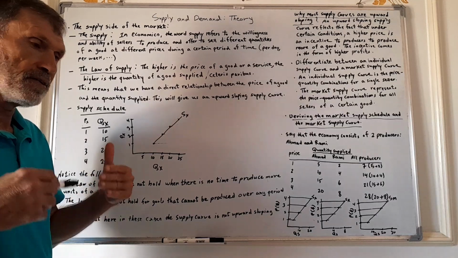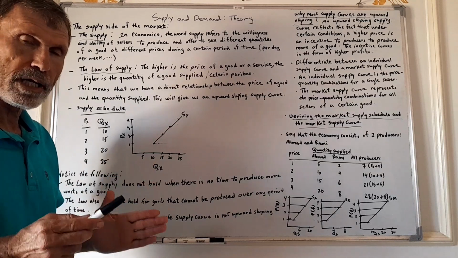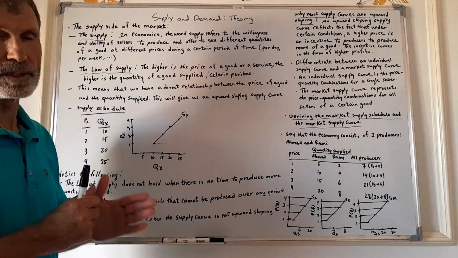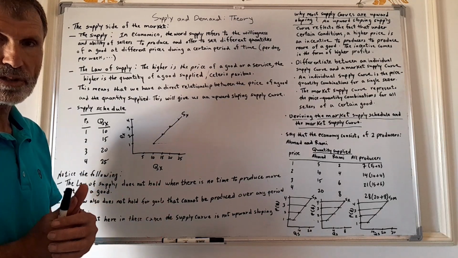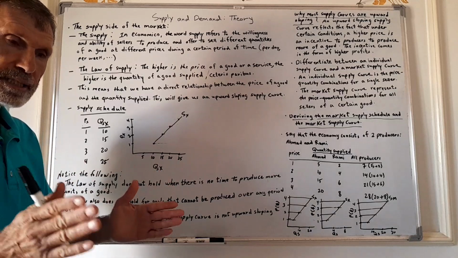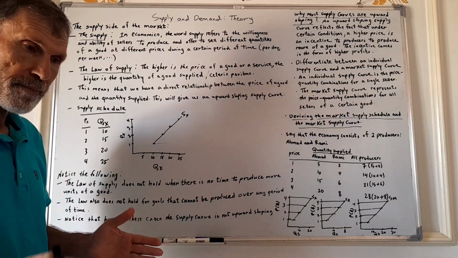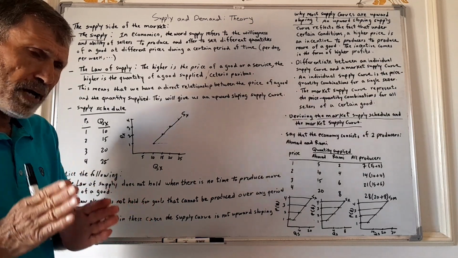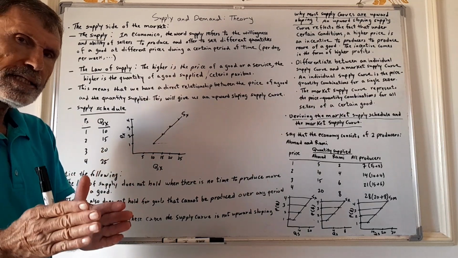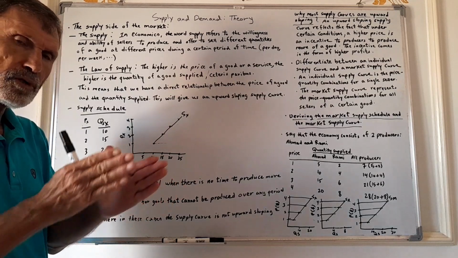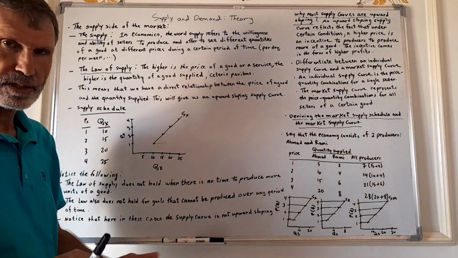You know, when we defined the word demand, we said demand refers to the willingness and ability of consumers to purchase or buy different quantities of a good at different prices during a certain period of time, per day, per week, per month, and so on and so forth. The same thing, supply basically is related to the suppliers, to the producers, those who produce, who offer to sell goods and services.